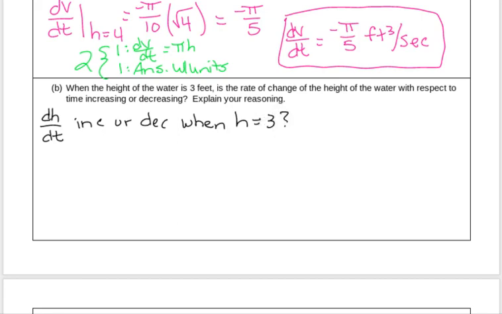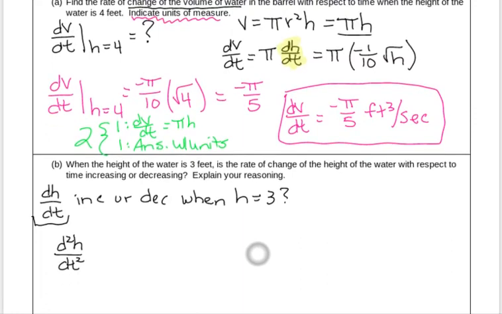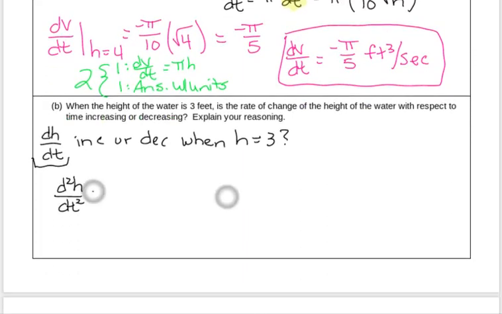In order to figure out if dh/dt is increasing or decreasing, we need to look at the derivative of it, which would really be the second derivative. If we can figure out whether that second derivative is positive or negative, we can tell whether dh/dt is increasing or decreasing. So we're going to find the second derivative. We know the first derivative is negative 1 over 10 square root of h, so we're going to take the derivative of that.